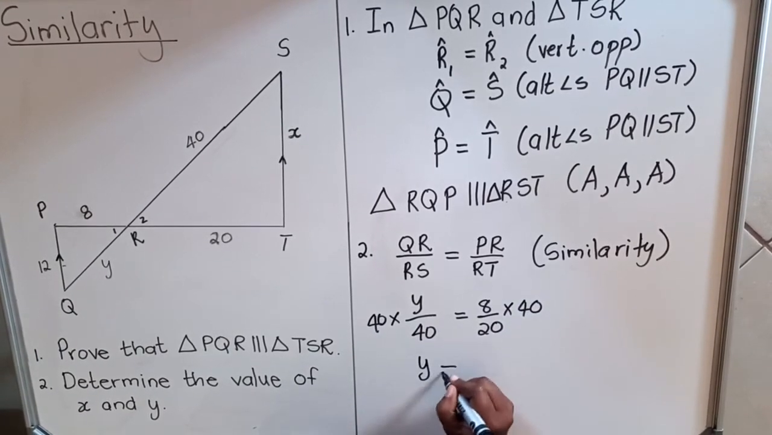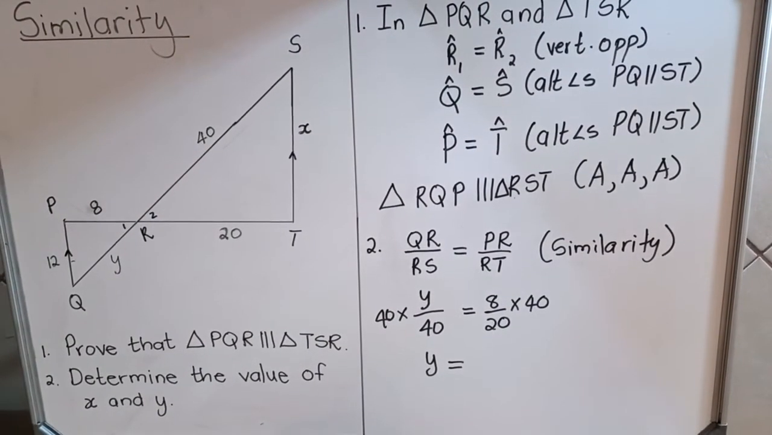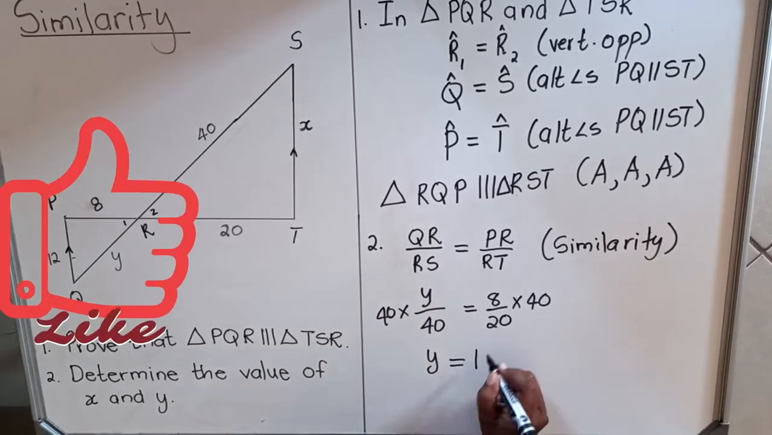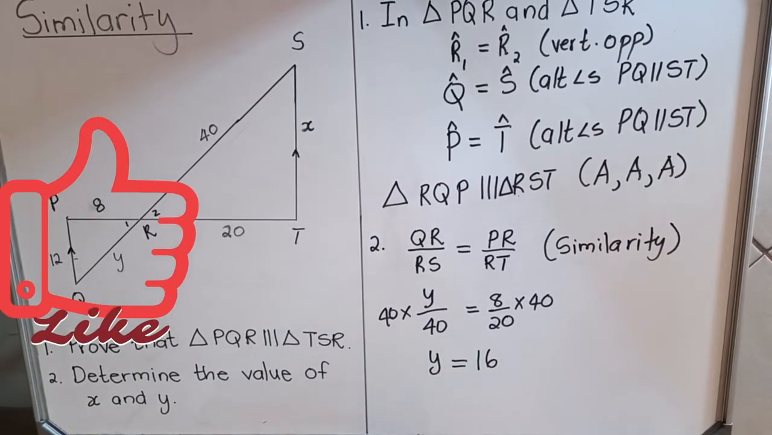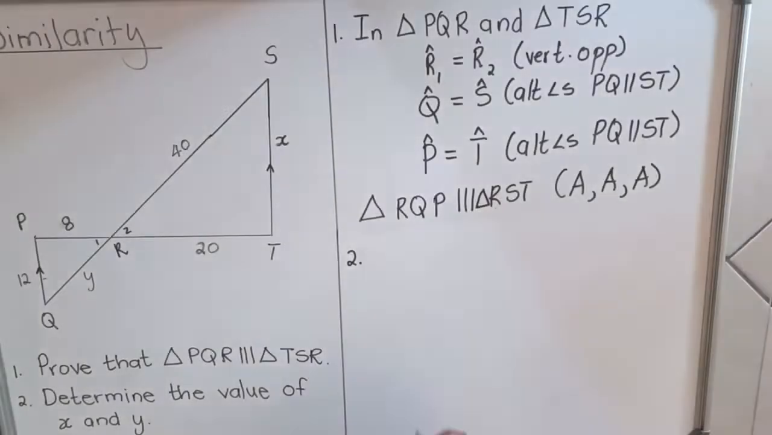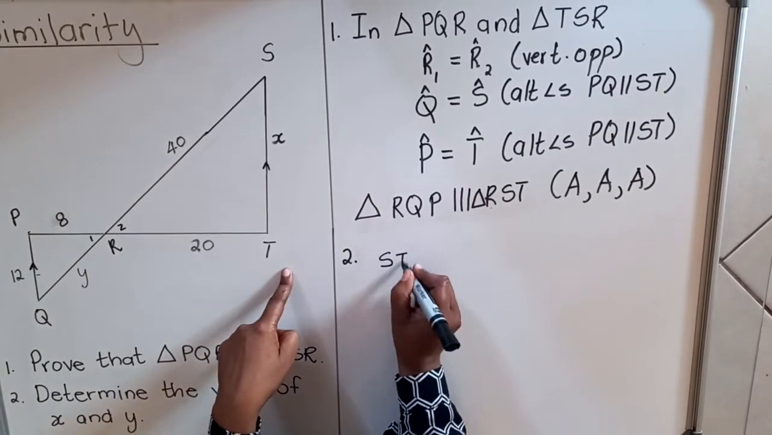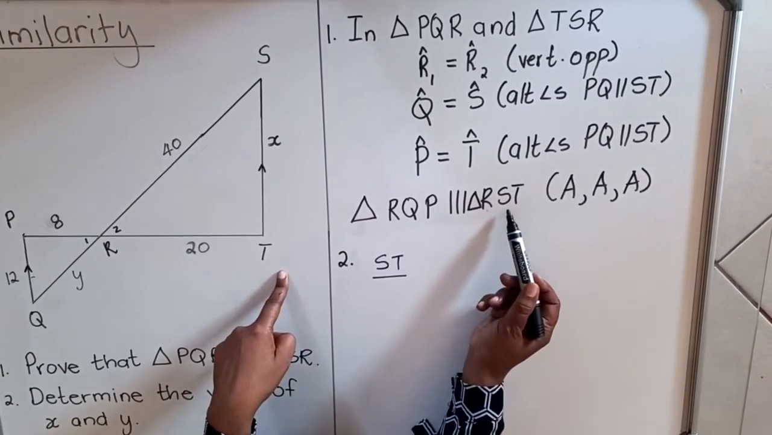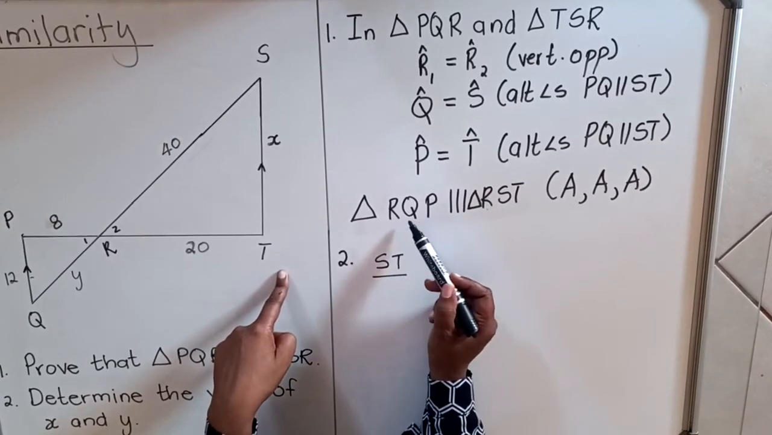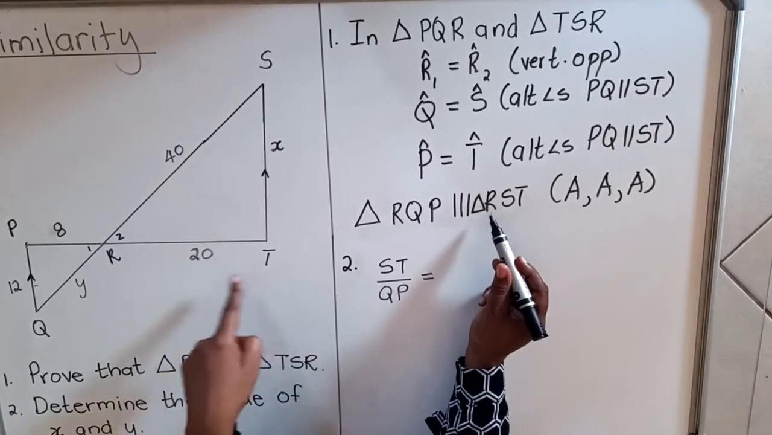Then my Y is equal to, let me get my calculator, fraction 8 divided by 20 times 40. So it is 16 units. Okay, we started with Y, let's do X. Let's find X, which is ST. So I'm going to write ST over ST, since they started with this triangle. It's over QP or PQ. The order doesn't matter.